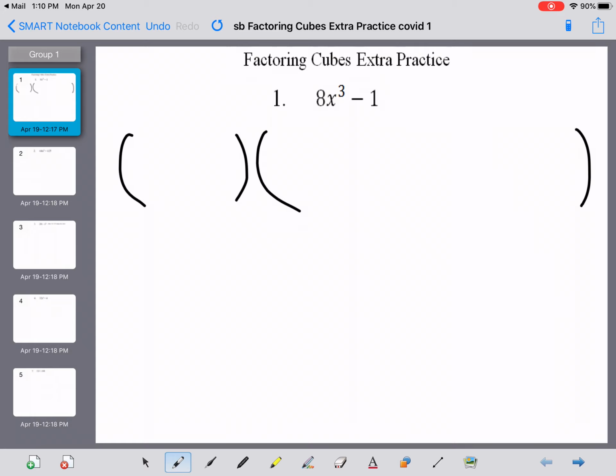If you need to do that on your calculator, go to the calculator. I do not have access to that on these types of videos. But the cube root of 8 is 2. The cube root of x cubed is x. The cube root of 1 is 1.